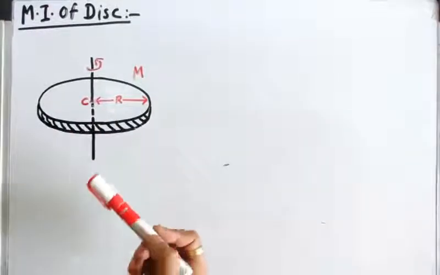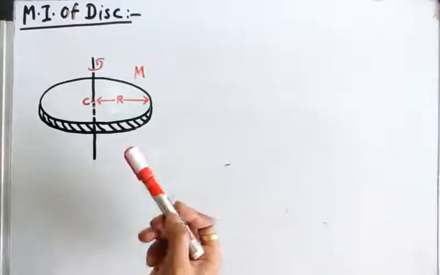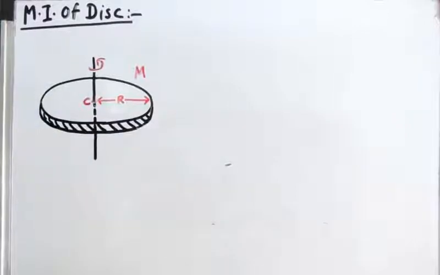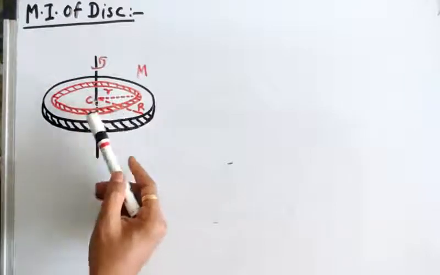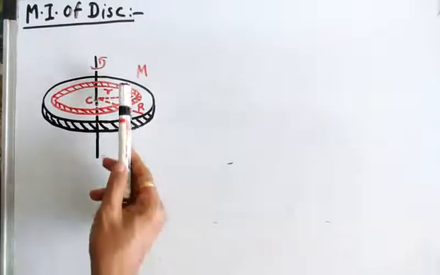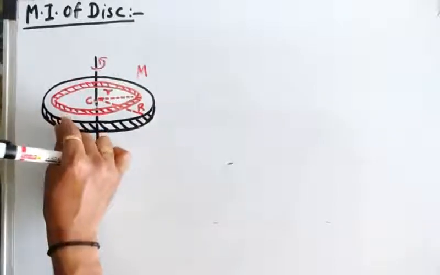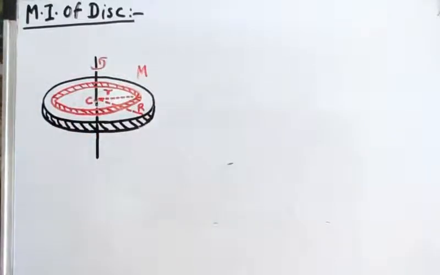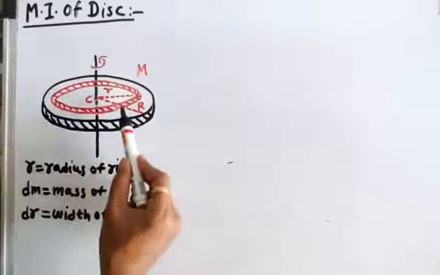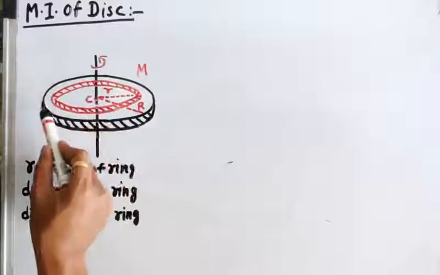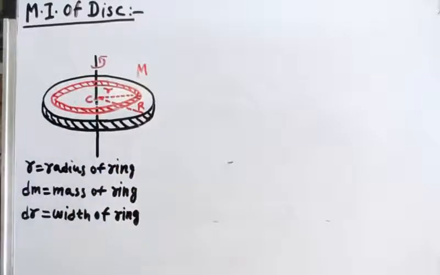Now, we are going to divide this disk into concentric rings of increasing radii from 0 to R. As shown in figure, now consider one such ring of radius small r. Mass of this ring is dm and the thickness or width of this ring is dr. Therefore, area of this ring, we can write it as the circumference of the ring, which is nothing but 2 pi r, and width of the ring, which is nothing but dr.